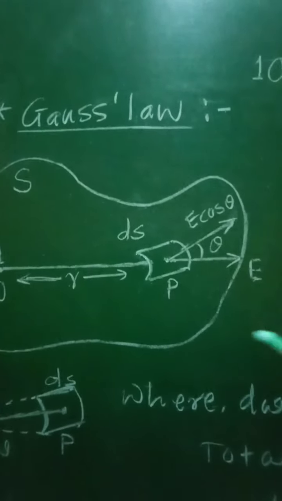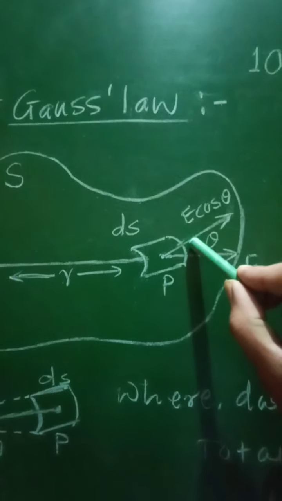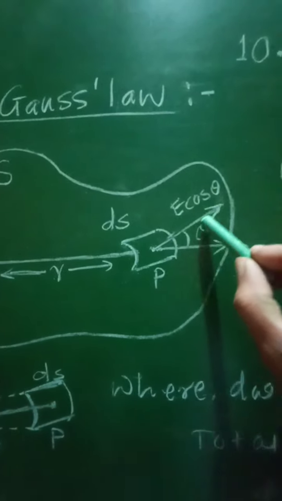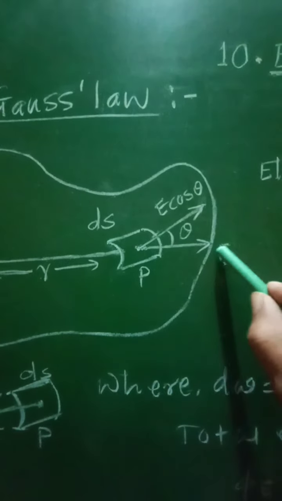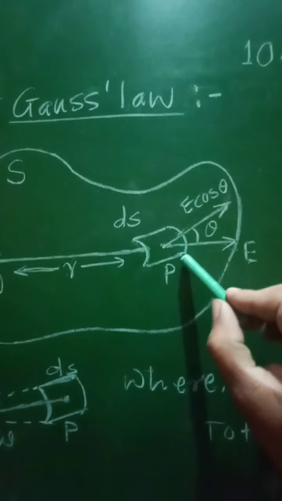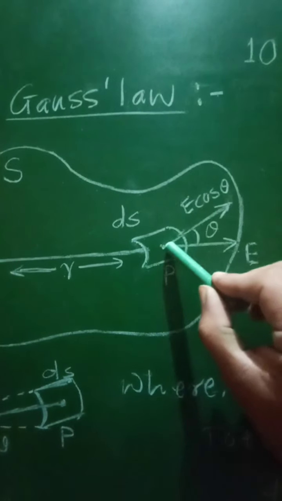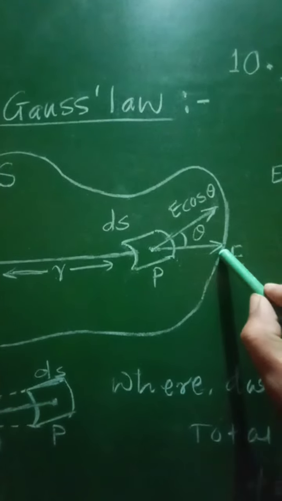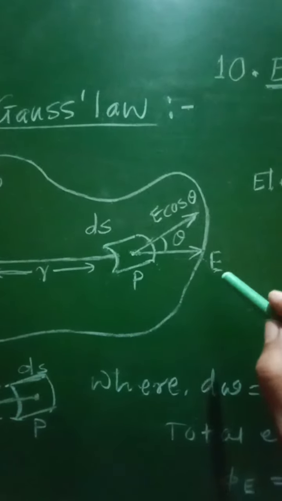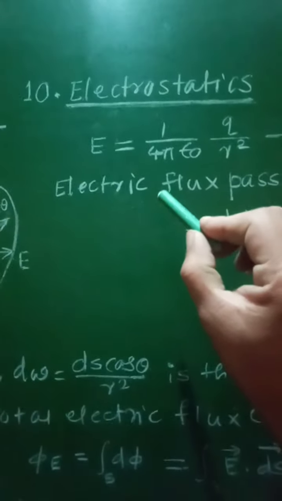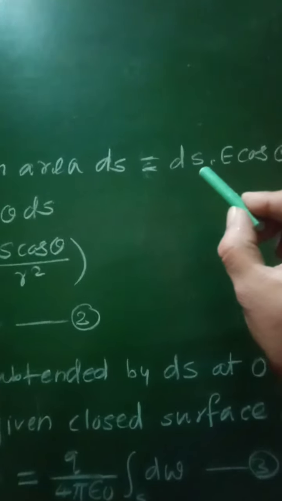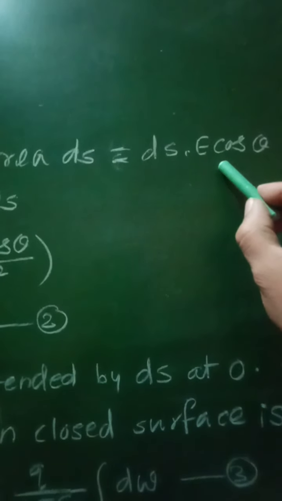Then let theta be the angle between the normal to the surface area ds and the direction of electric field intensity E. Here E is not perpendicular to this surface area ds, and therefore we have considered this normal or perpendicular component of this electric field intensity E, and therefore the electric flux passing through area ds, that is d phi, will be equal to ds into E cos theta, ds E cos theta.